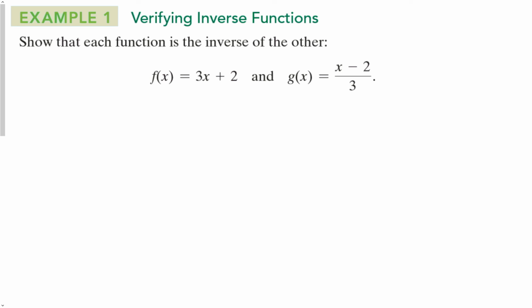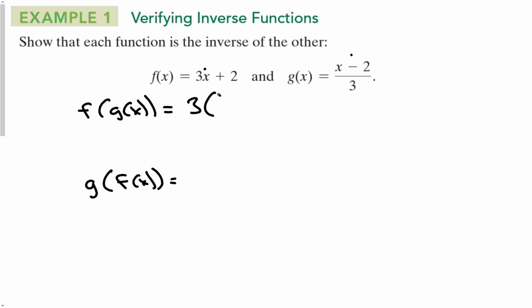To show that f and g are inverses of each other, we have to show that f of g of x is equal to x, and that g of f of x is equal to x. If this is true, then we can know that these two things are inverses of each other. So let's start with f of g of x, and then we'll do g of f of x. So for f of g of x, I take g and plug it into f. So this turns into 3 times (x minus 2) over 3, plus 2.